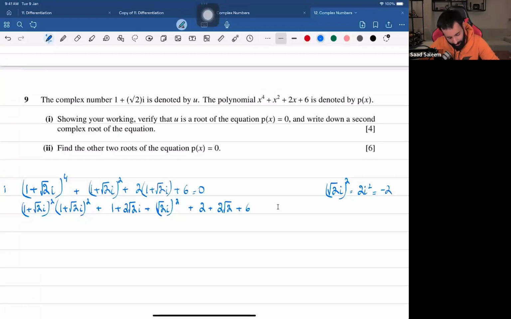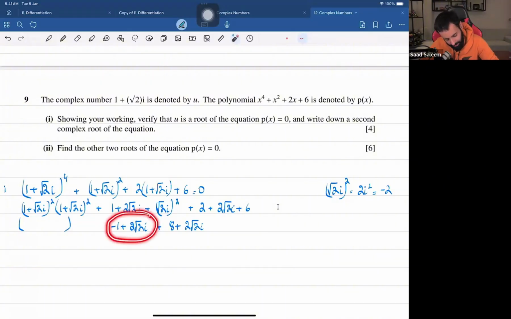Now (1 plus root 2 iota) squared becomes 1 minus 2, which means minus 1 plus 2 root 2 iota. Then plus 2 plus 6 plus 2 root 2 iota. So that's going to be 8 plus 2 root 2 iota. Now, we know that (1 plus root 2 iota) squared gives us this.